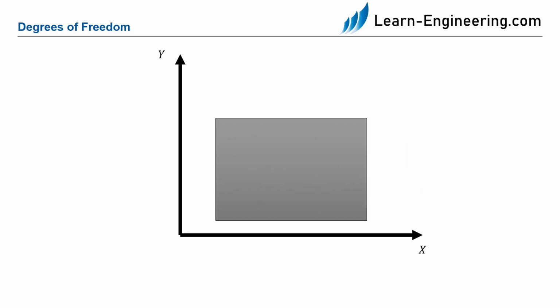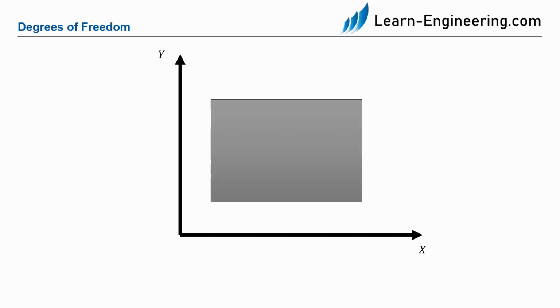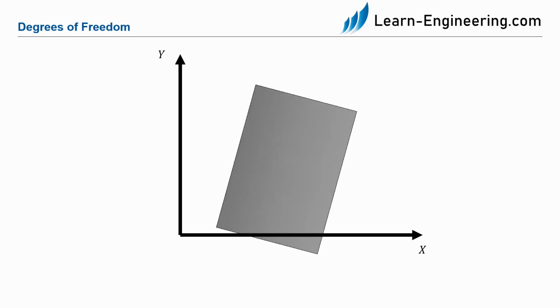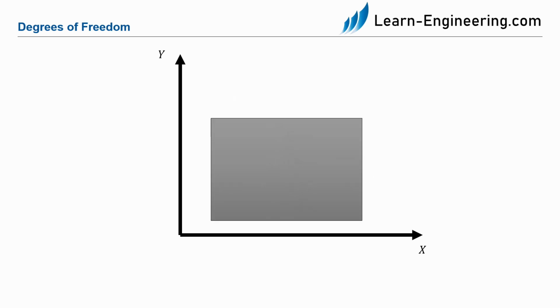The body can move in the direction of the x-axis. It can also move in the direction of the y-axis. Finally, it can also rotate on the xy plane. In this respect, it can also be said that the body rotates around the z-axis, which here goes into the depth. These three movement possibilities, the movement in the x-axis, the movement in the y-axis, and the rotation, result in the body having 3 degrees of freedom.